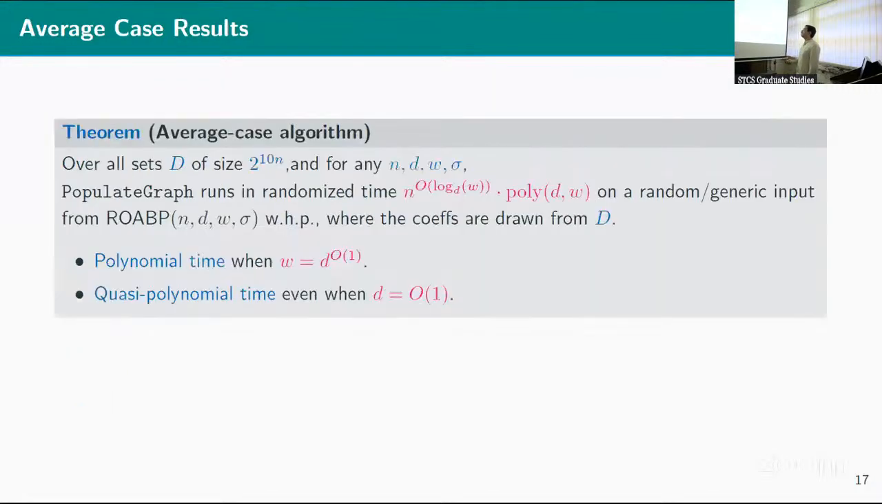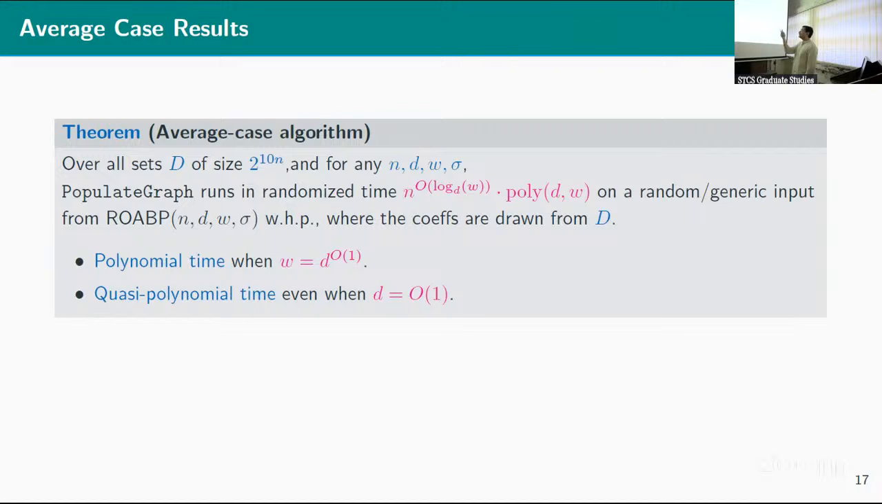Okay, so this gives you an average case algorithm. Basically, the algorithm runs in time n to the order log DW, as I said earlier. I'll come to this domain being large enough. That large enough is 2 to the n. I've written 10, but it should work for 3 or 4 or something. So this is polynomial time whenever D is poly W or W is poly, and quasi polynomial even when D is just constant.